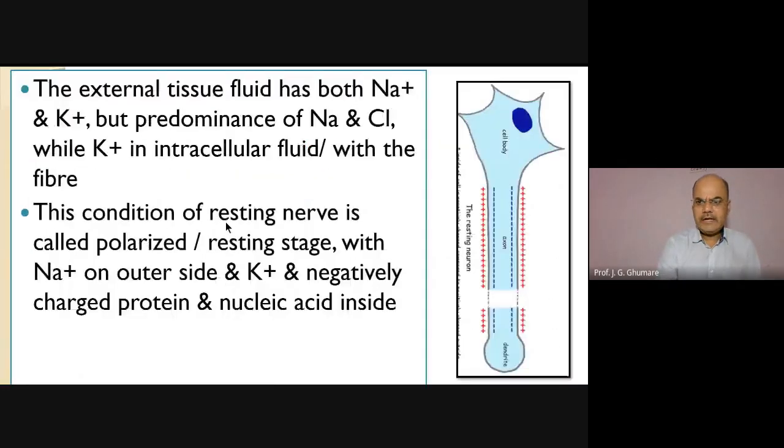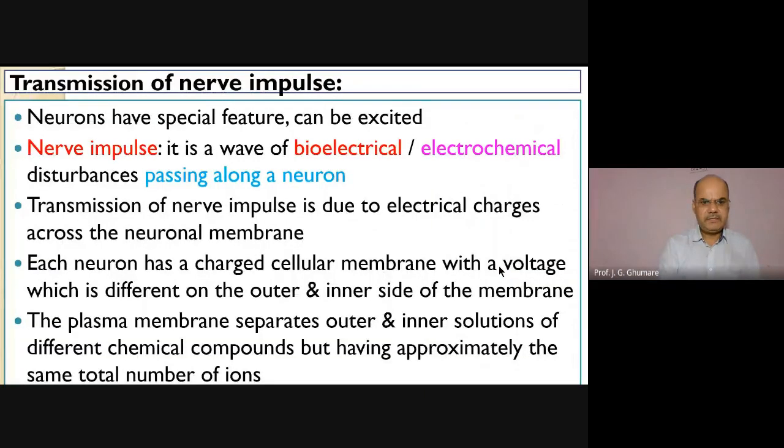How these electrical charges are there, that we'll discuss. And because of these electrical charges, positive and negative charges, the transmission of nerve impulse will take place. Each neuron is a charged cellular membrane, remember. Everyone will have a charged cellular membrane, the one with a voltage that is different on the outer as well as the inner side, remember. So we'll have a different charge on the outer side, a different charge on the inner side. This is because of some charged ions, remember.